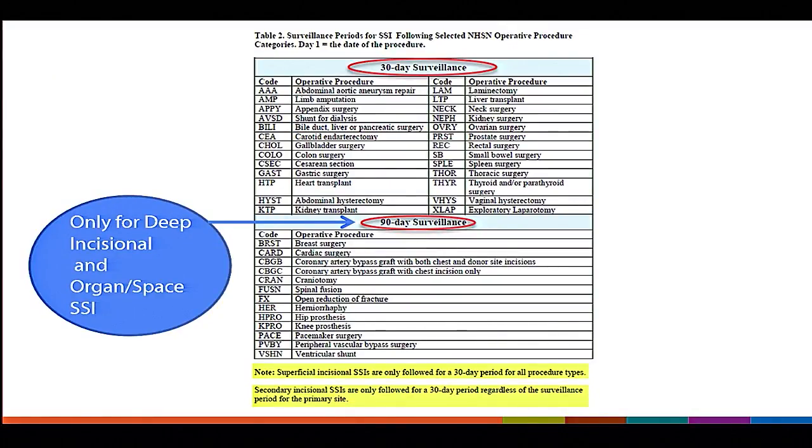Now, this is a screenshot taken from Table 2 of the SSI protocol, and this is the table that you would refer to when trying to make a determination as to how long the surveillance period is for a particular NHSN operative procedure. There are 39 NHSN operative procedures, some of which have a 30-day surveillance period, some of which have a 90-day surveillance period. Remember that superficial incisional SSIs are only followed for 30 days, regardless of the procedure type. Only 30 days. And then secondary incisional SSIs are also only followed for 30 days, regardless of the surveillance period of the primary site. And these are notes that are, as you can see here, highlighted.